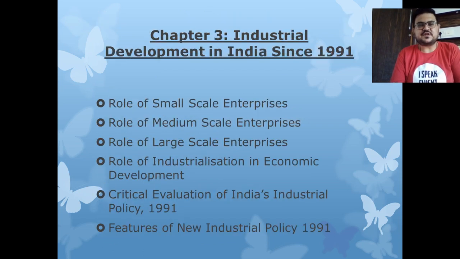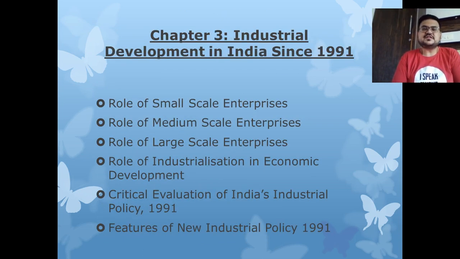We move to chapter 3 now, that is industrial development in India since 1991. So we'll talk about industrial development, factories and industries, how we have developed those things. What is the role of small scale, medium scale and large scale enterprises? We'll study that. What is the role of industrialization? What was India's industrial policy in 1991, and what was introduced as features in 1991 as the new industrial policy?